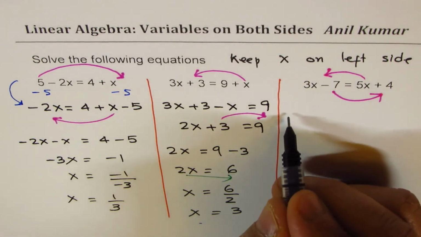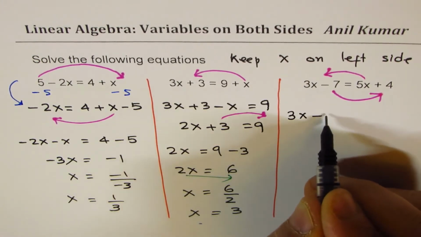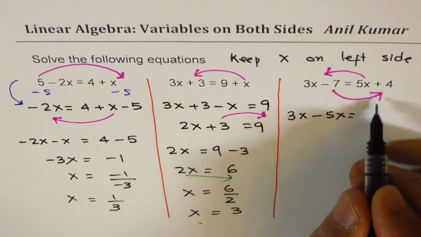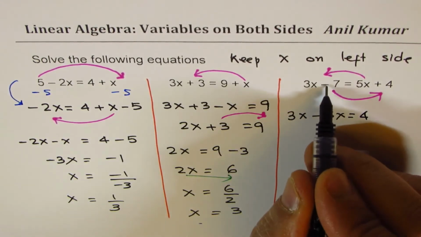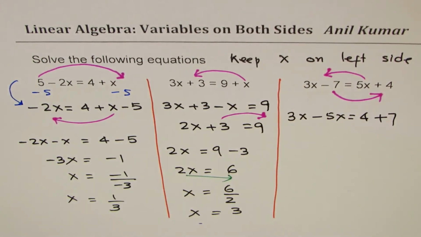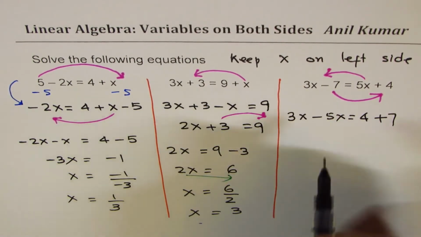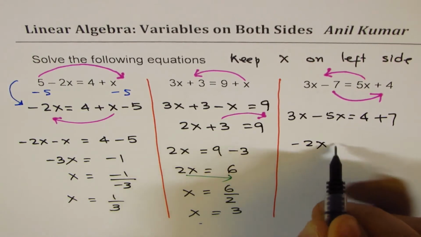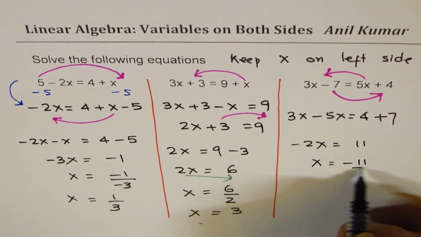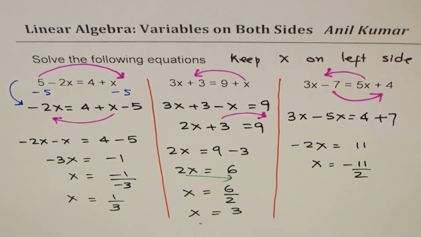So we could write this as 3x minus 5x, bringing 5x to the left side. And we are left with 4, taking 7 on the other side, plus 7. Do you see that? So you could do both the operations simultaneously. So we have minus 2x equals 11, and x equals minus 11 over 2. So that becomes the solution.